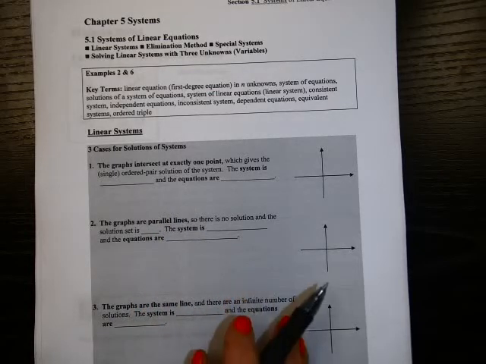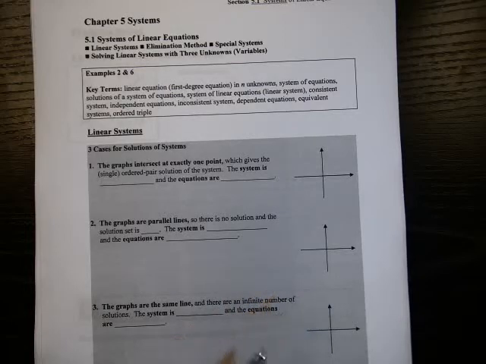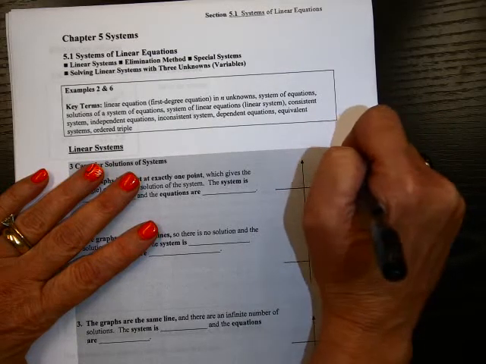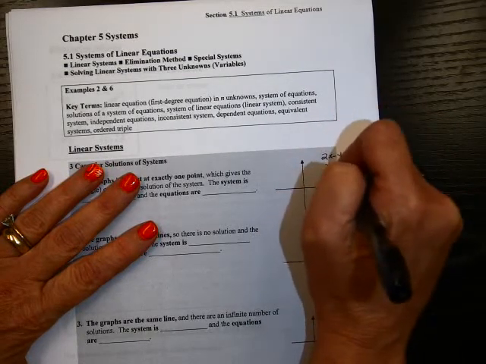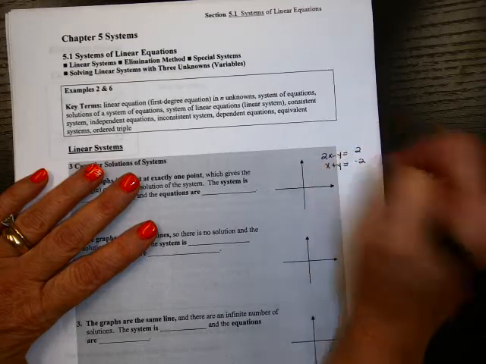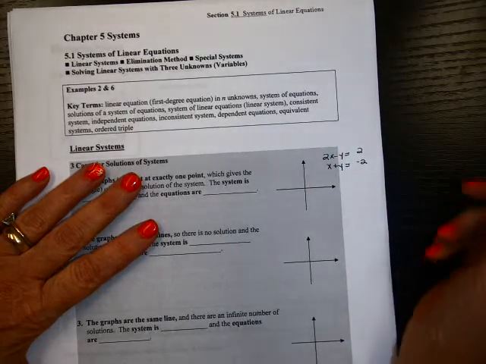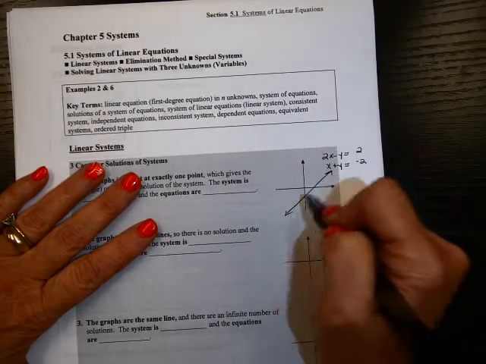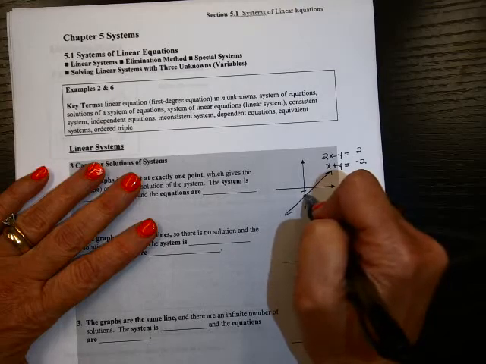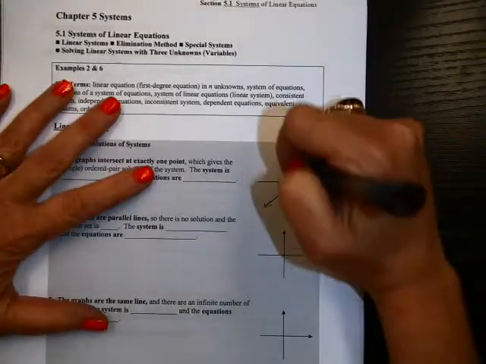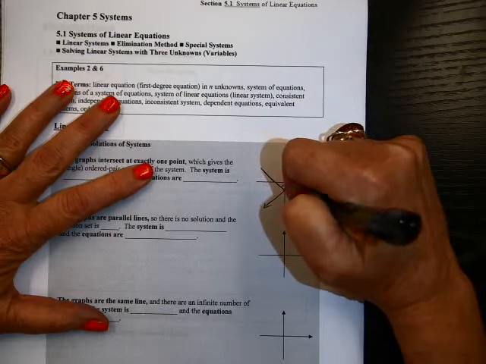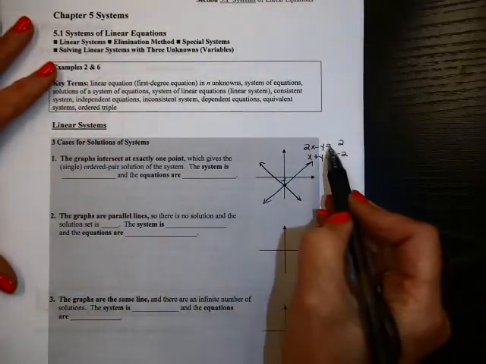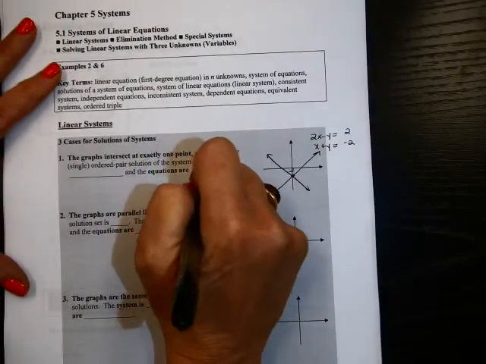So if we look at this, in your textbook, they give us a couple of equations. They give us the equation 2x minus y equals 2 and x plus y equals negative 2. And if I were to graph these two equations, they would look something like this, and these actually intersect at (0, negative 2). One of them looks this way, and the other one looks something like this if you were to graph them.